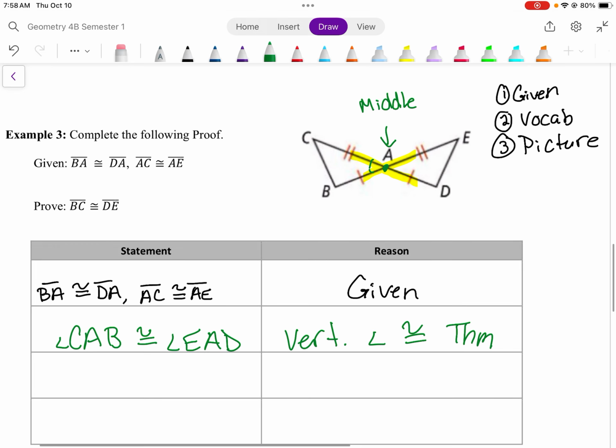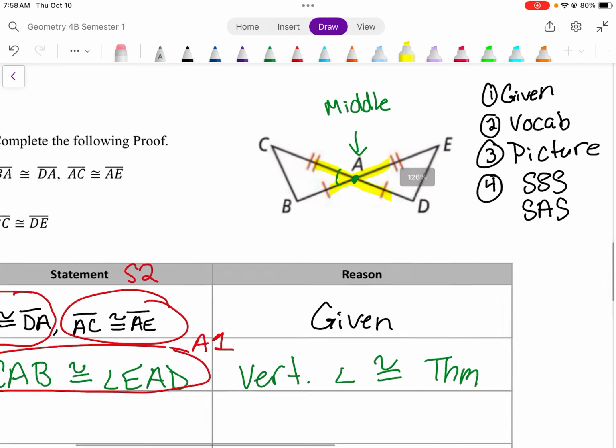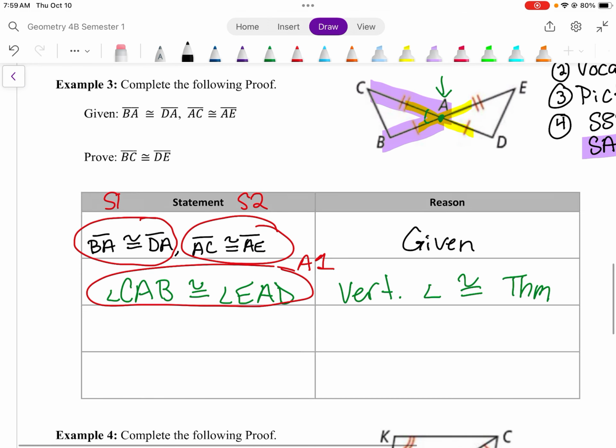All right. So then after our picture, we're going to see which one of our 5 shortcuts we're going to use. So we have a side, a second side, and then we have an angle. So if we look at our 5 shortcuts, we know it can't be side, side, side. To use side, angle, side, the angle has to be in between the 2 sides, so where the 2 sides meet. And if we look at our picture, angle A, well, we named it CAB, is where those 2 congruent sides meet. So we are going to use side, angle, side as why the triangles are congruent.